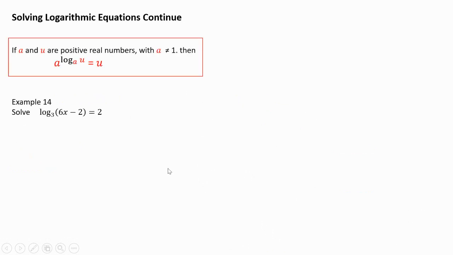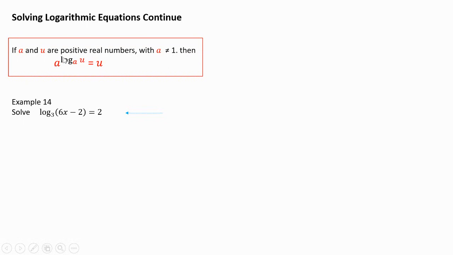Now we have one more, I believe. Example number 14. If you have log base 3 of the binomial 6x minus 2 equals 2. Here we're going to apply a rule. Let me explain the rule first. If a and u are positive real numbers with a not equal to 1, then this rule holds.